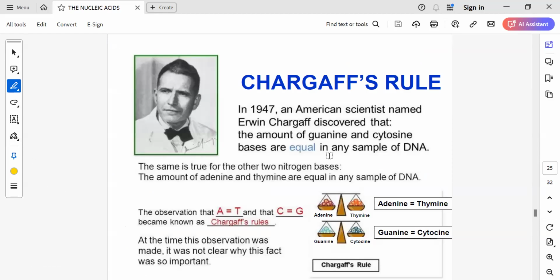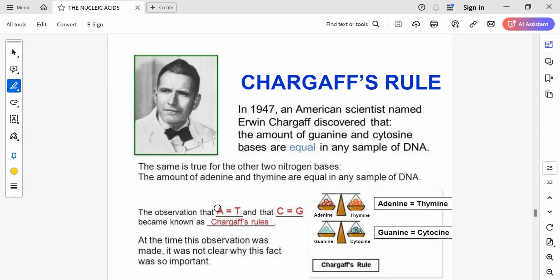Now, the next thing that we are going to look at is Chargaff's rule. In 1945, an American scientist called Edwin Chargaff discovered that the amounts of guanine and cytosine bases are equal in any sample of DNA. So if you have a particular sample of DNA, you can easily calculate the number of a nucleotide if you know the amount of the opposite nucleotide.